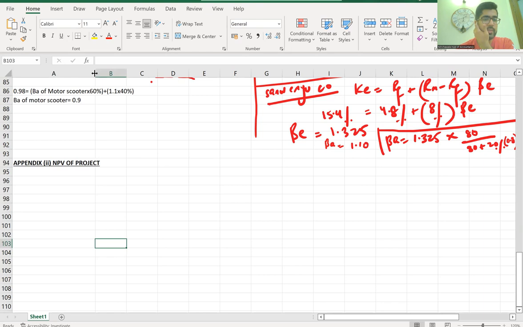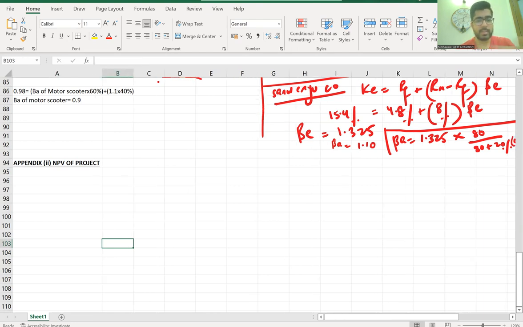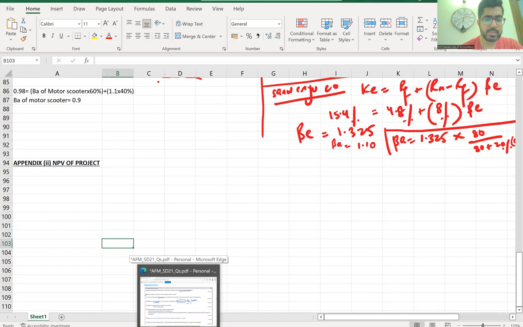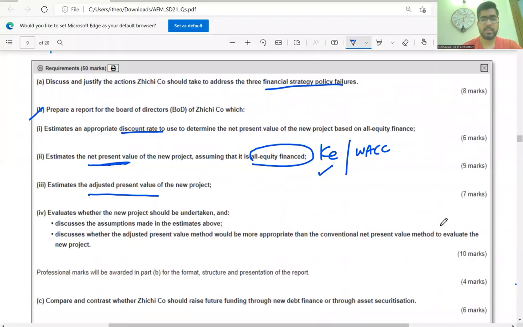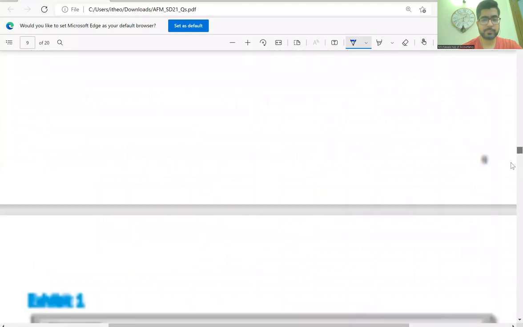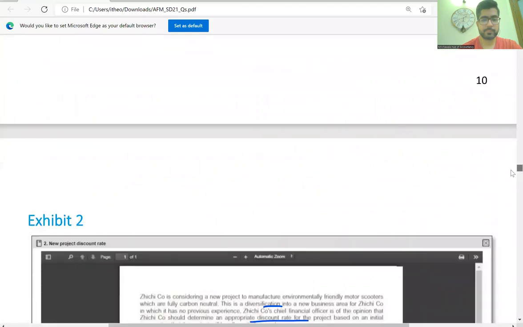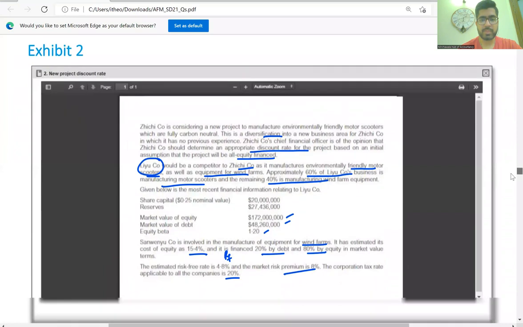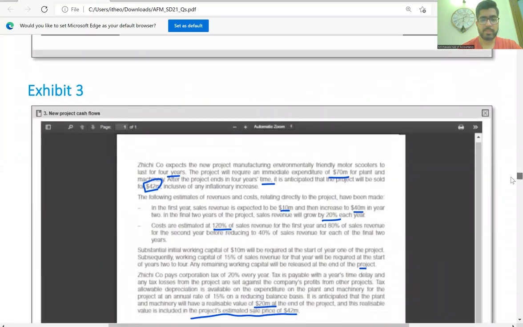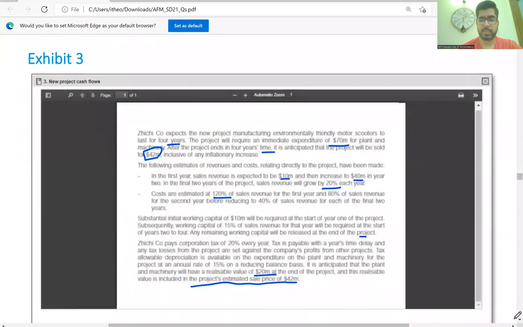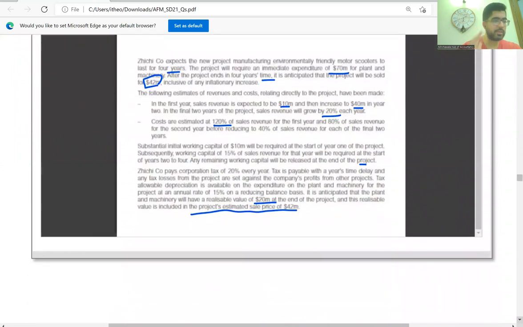Okay, as far as finding the NPV of the project is concerned, I think the information for NPV is solely present in exhibit three. Exhibit two's information was related to WACC. NPV's information was only present in exhibit three. So we will use exhibit three here.